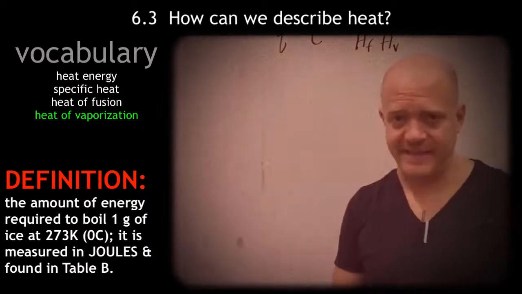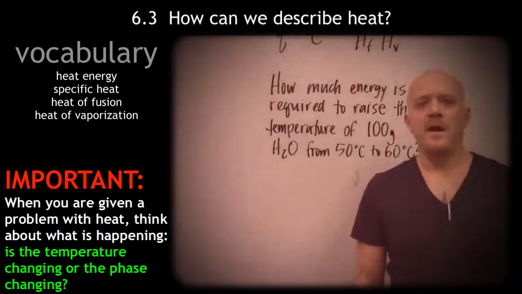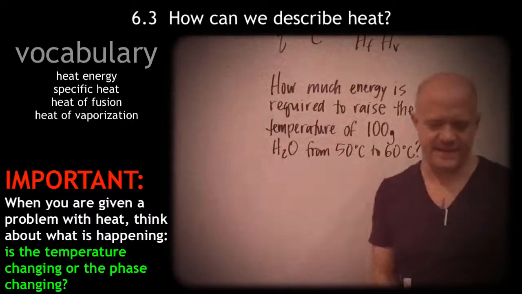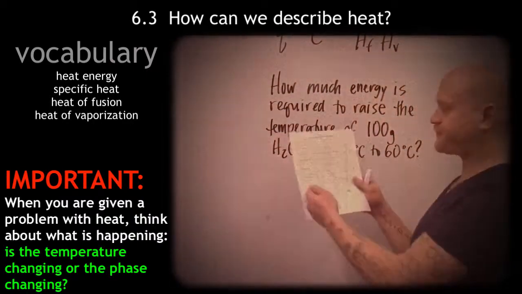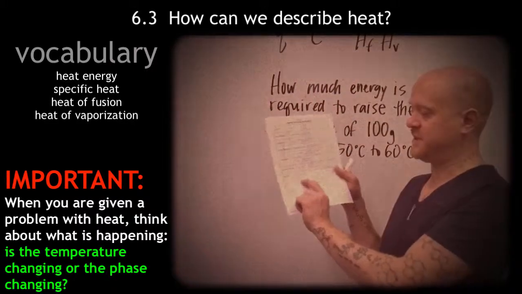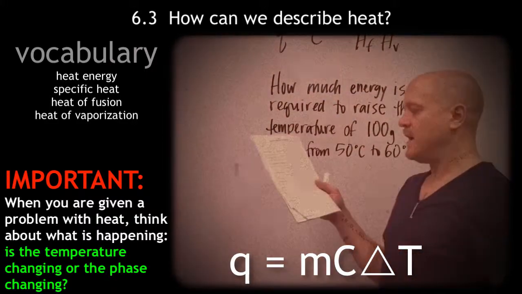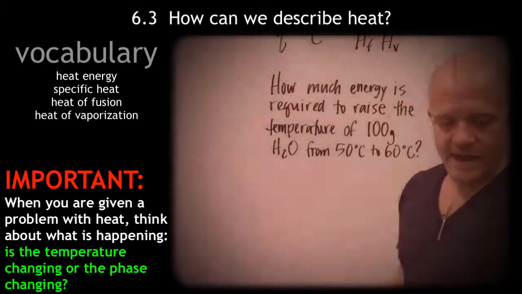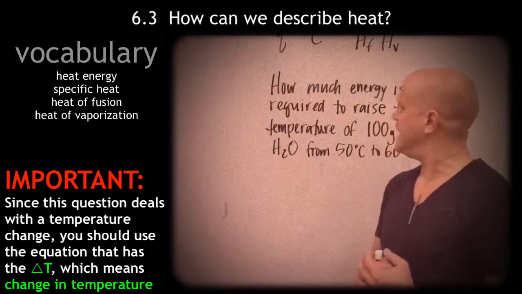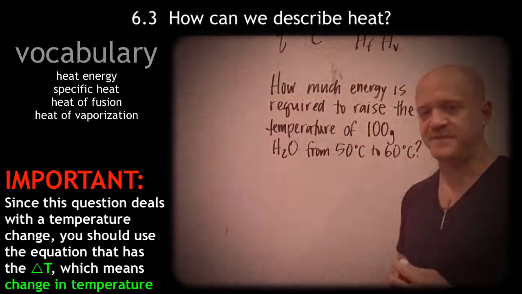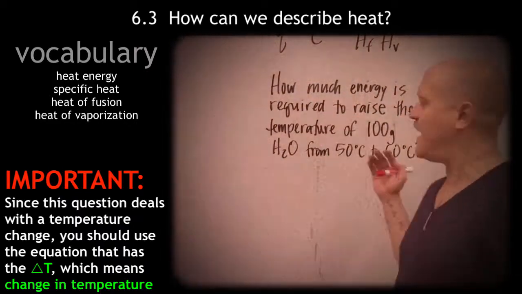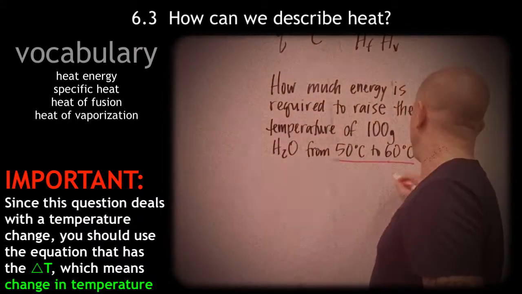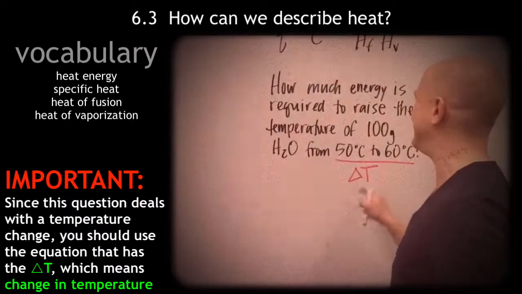We're going to look at table T. And we have a couple of problems. Okay, how much energy is required to raise the temperature of 100 grams of water from 50 degrees to 60 degrees? When you see this, you're looking for one of three equations. We have Q equals MC delta T, Q equals MH sub F, and Q equals MH sub V. Now, since we are just changing the temperature of something, we are not actually changing the phase. We're going to look for the equation that has delta T.